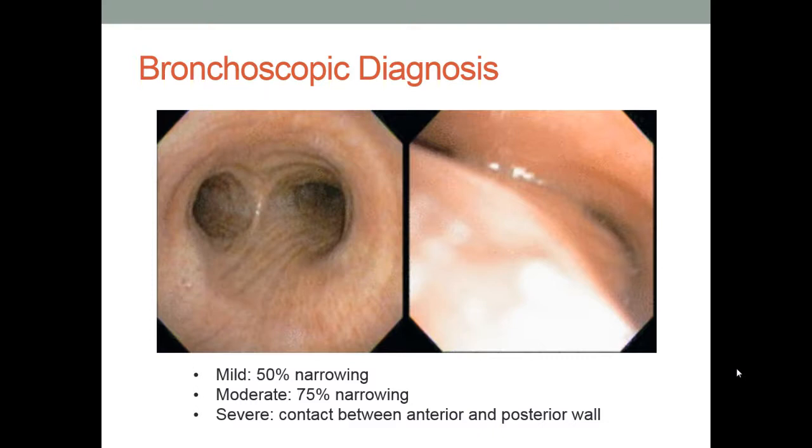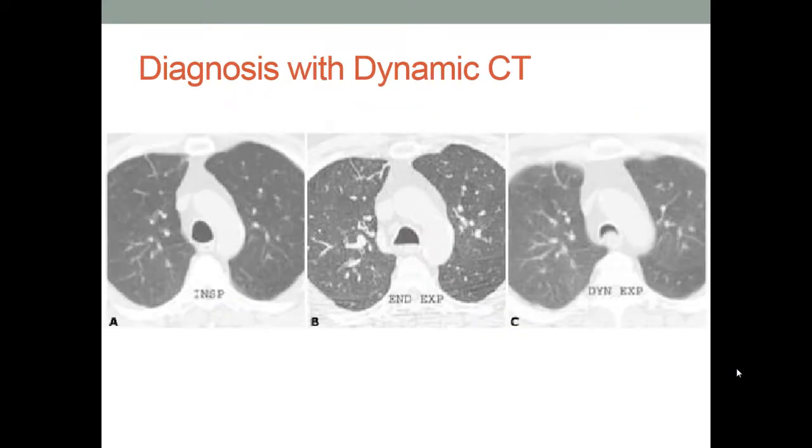It's characterized as mild, moderate, severe based on the percentage of narrowing. You can see there would be a severe tracheomalacia as there's contact between the anterior and posterior walls. Dynamic CT is also a modality that can be used to diagnose this. It's not standard of therapy at all, but it would be something if a patient was unable to undergo bronchoscopy, as it is an invasive method.